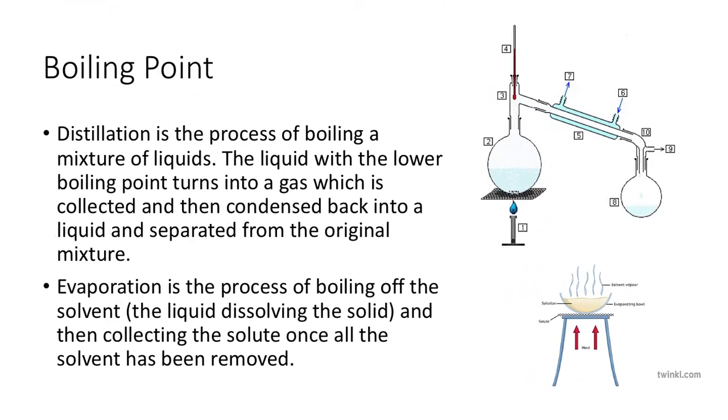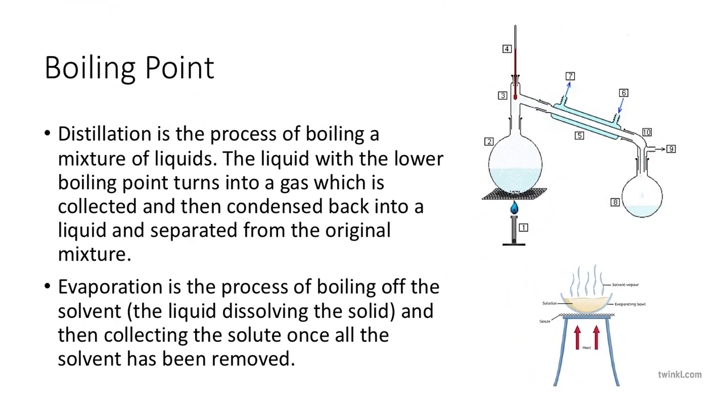Boiling point now. There's a couple of ways to do this. First one is distillation. It's the process of boiling a mixture of liquids. If you boil it, so that's this mixture here, the liquid with the lower boiling point turns into a gas. Whatever has the lowest boiling point turns into a gas first, which is then collected. So the steam that goes out is collected in here and then forced to condense back into a liquid, thus separated from the original mixture.